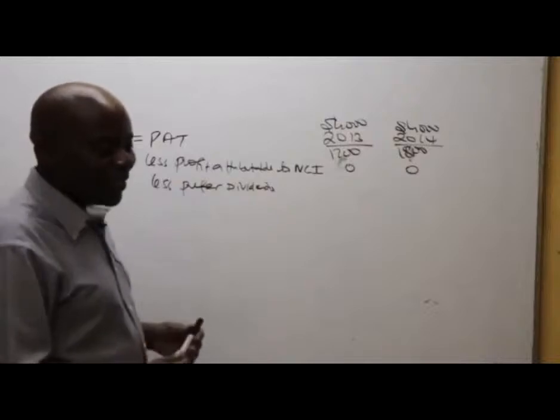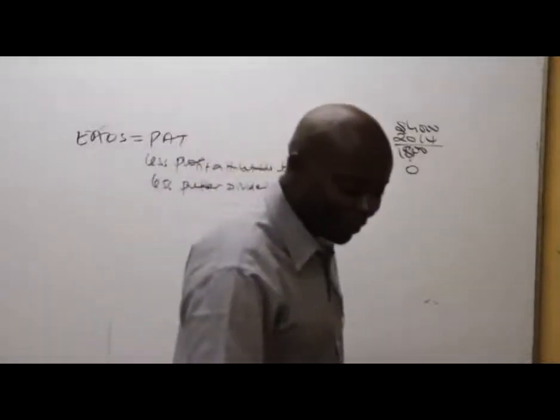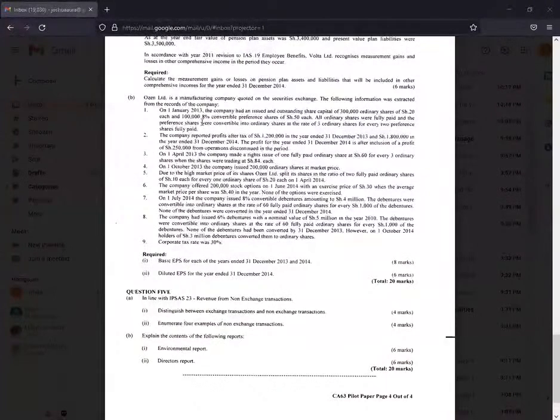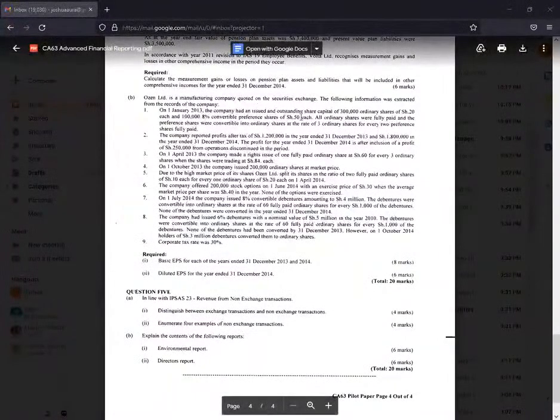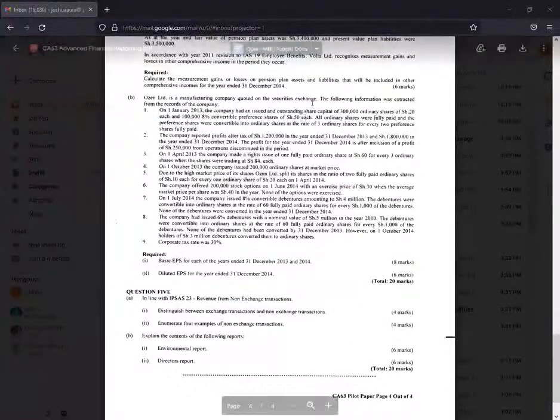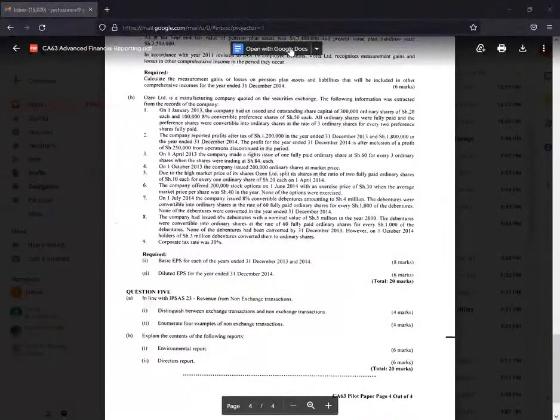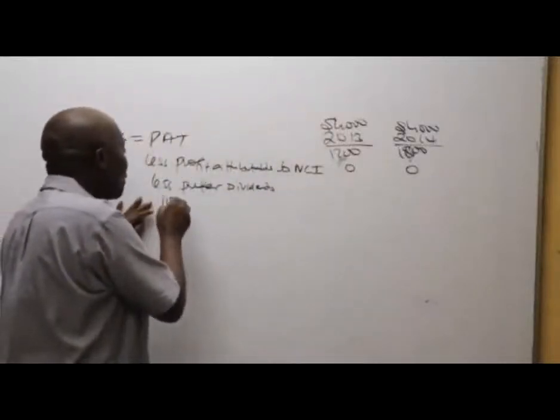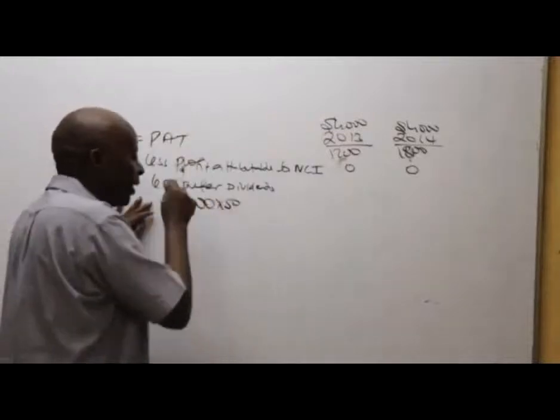Yes. So could you then kindly give me the preference dividends? Please give me the preference dividends here. Preference dividends, what do we have? There is a place they gave us preference dividends here on 1st January 2013. The company had issued an outstanding share capital of 300,000 ordinary shares of shillings 20 each and 100,000 8% convertible preference shares of shillings 50 each. So could you kindly give me the total preference share capital? Total preference share capital. The total preference share capital ni 100,000 preference shares times 50.